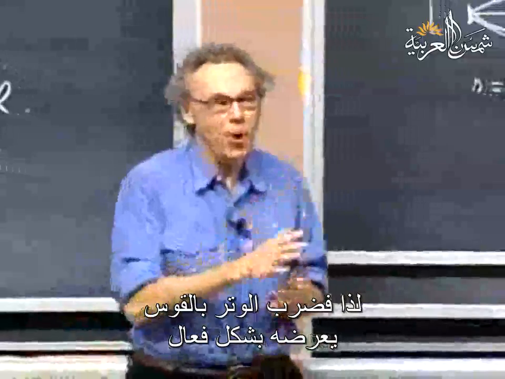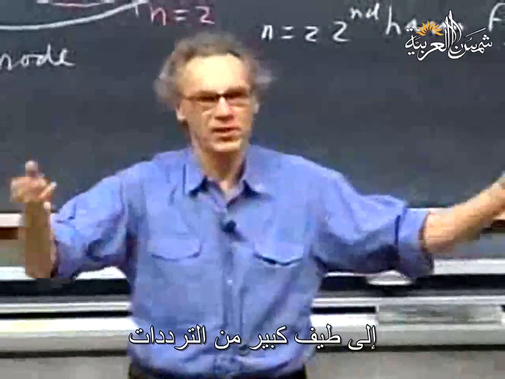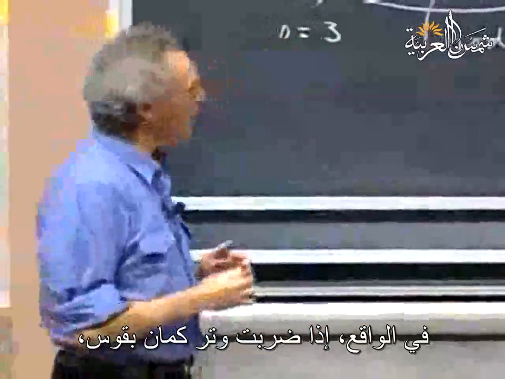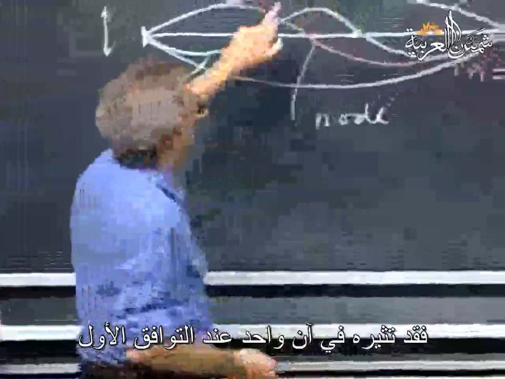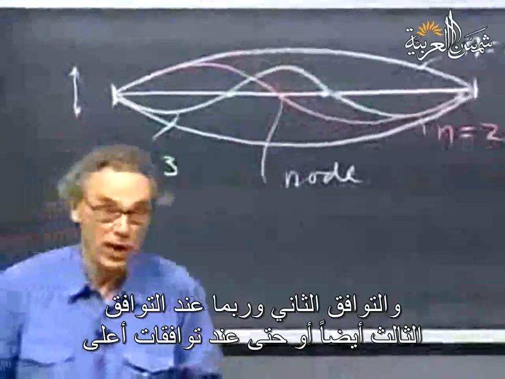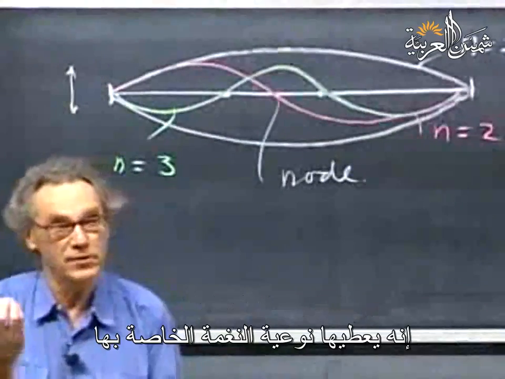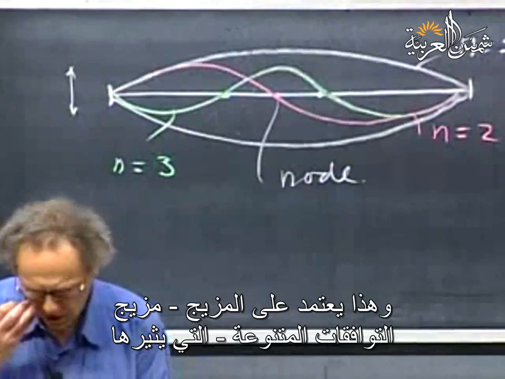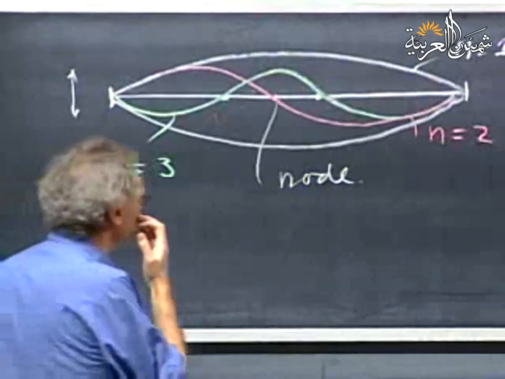So striking it with a bow is effectively exposing it to a whole large spectrum of frequencies, and it picks out the ones that it likes. In fact, if you strike a violin string with a bow, you may excite it simultaneously in the first harmonic, and in the second, and even in the third harmonic, or even higher harmonics, and that makes the difference between the various instruments. That gives it a special tone quality. It depends upon the cocktail, the combination of the various harmonics that you excite.